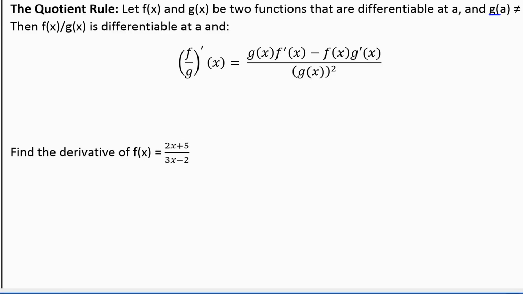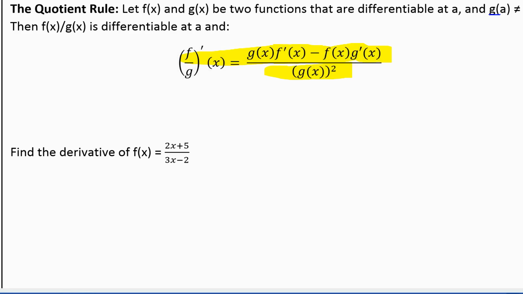So the quotient rule says, let f of x and g of x be two functions that are differentiable at a, and g of a does not equal 0. Then f of x divided by g of x is differentiable at a, and (f/g)' of x is equal to g of x times f prime of x minus f of x times g prime of x, all over g of x squared.